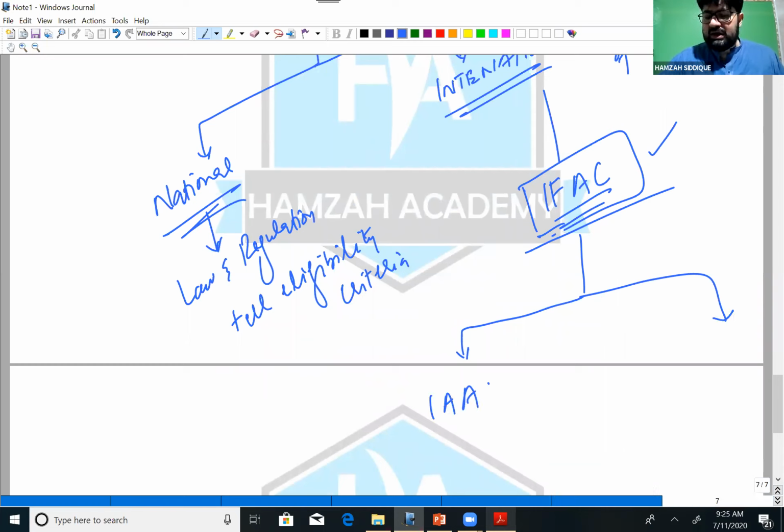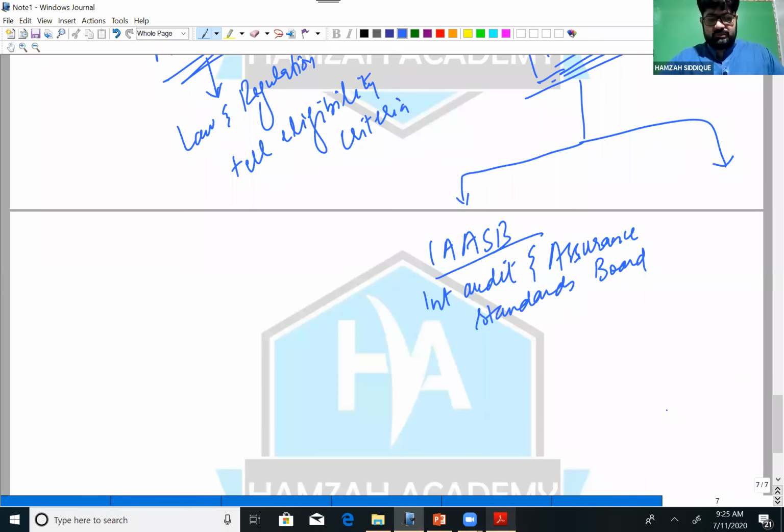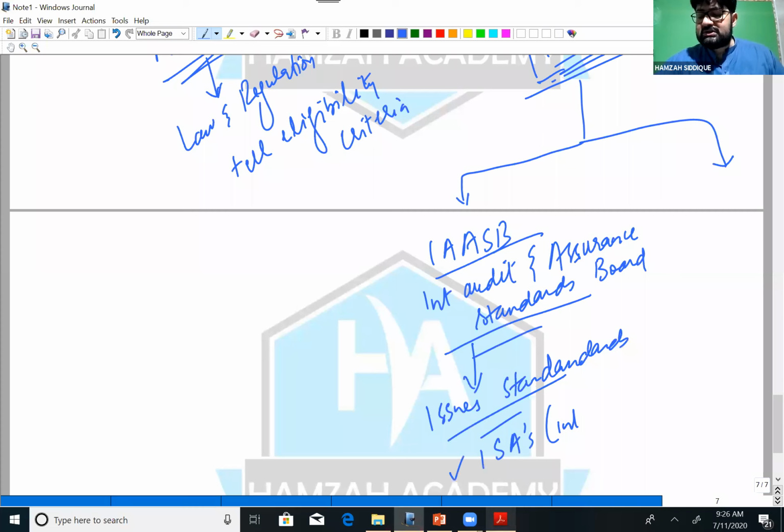One subcommittee is IAASB, the International Audit and Assurance Standards Board. This International Audit and Assurance Standards Board, basically, what does it do? It issues standards. It has issued ISAs, International Standards on Auditing.